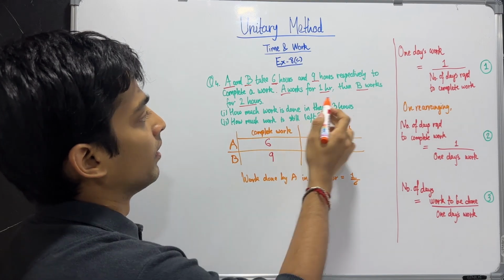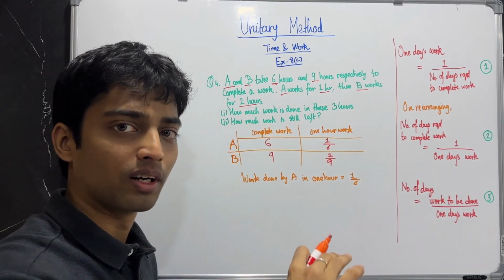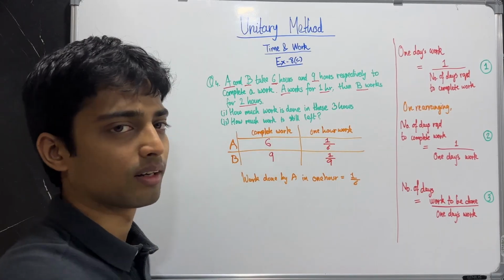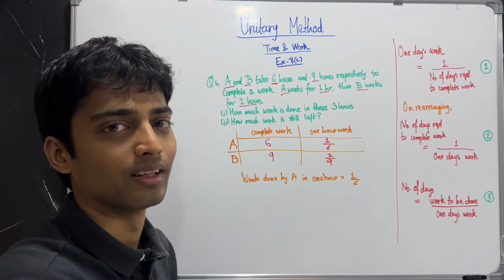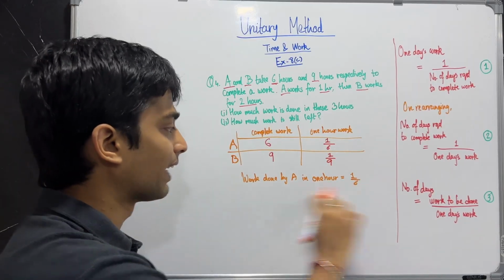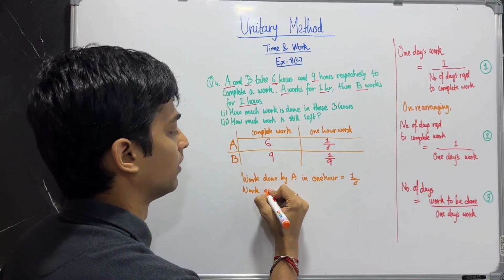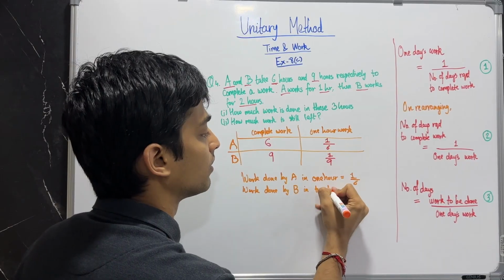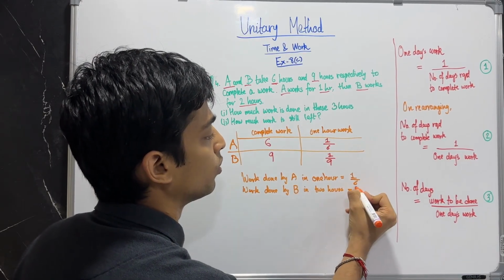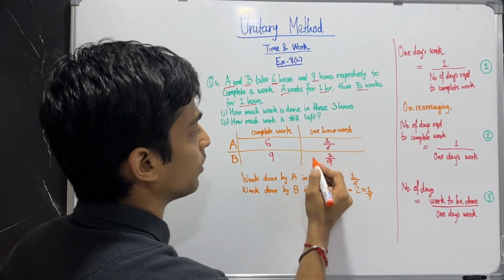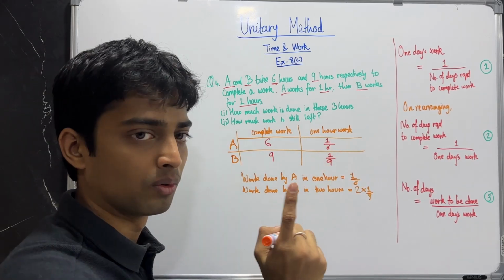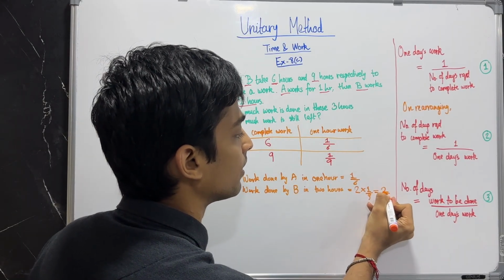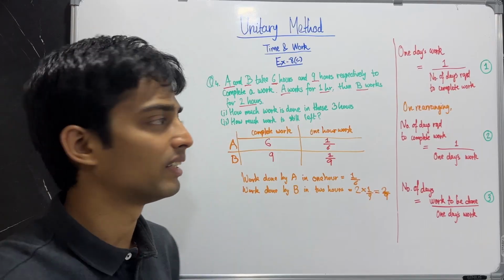Now, then B works for 2 hours. Let's find out how much work B completes. B completes 1 upon 9 work in 1 hour. So in 2 hours, it will complete 2 upon 9. We can write work done by B in 2 hours is equal to 2 multiplied by 1 upon 9, because this is the work it does in 1 hour, which is 2 upon 9. Okay.